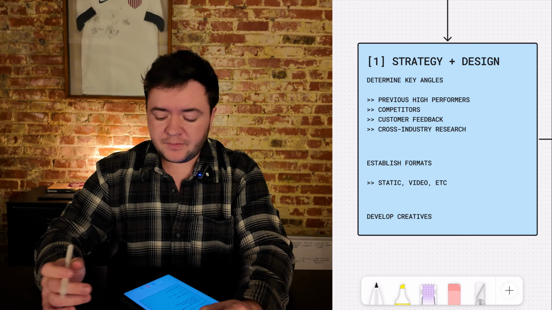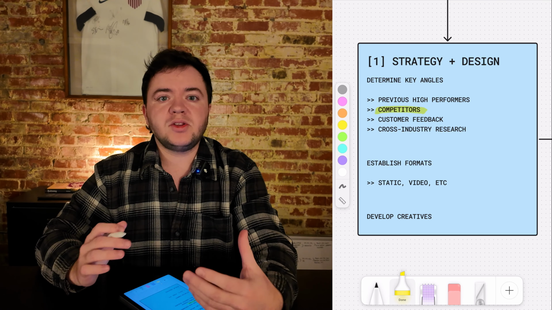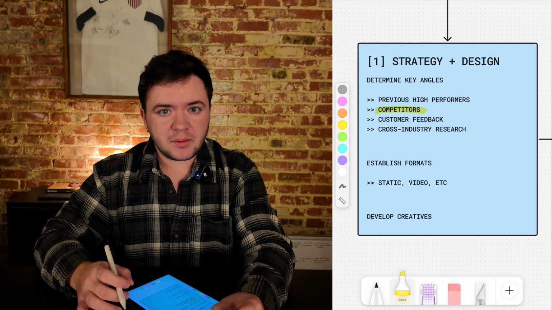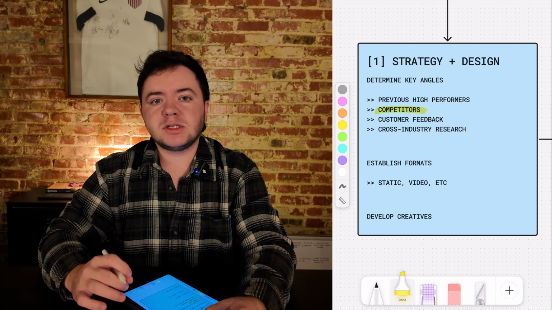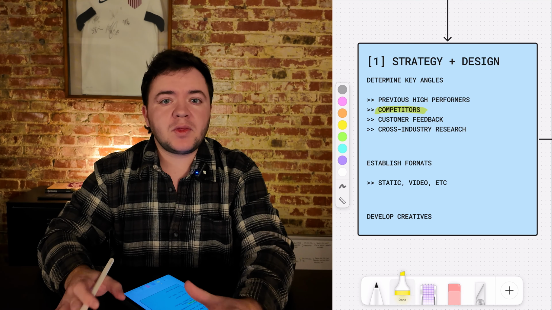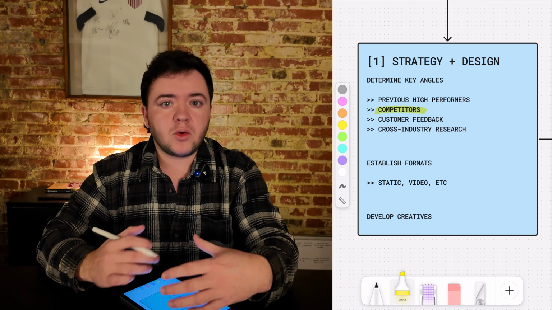The next one is not new either. Look at your competitors. What are they doing? What might be working for them? Spend some time in the ads library, looking at different competitors, seeing what angles they're testing. Don't assume that what they are testing is working, but use it to spark ideas for your own creative.